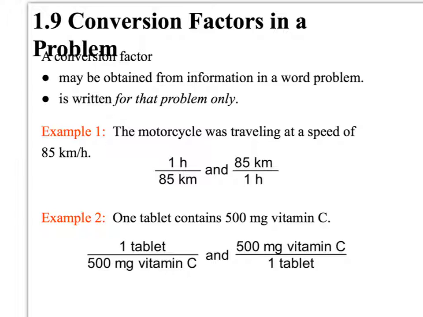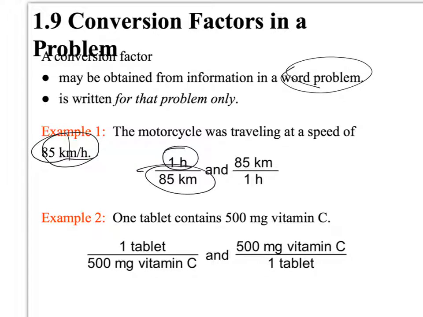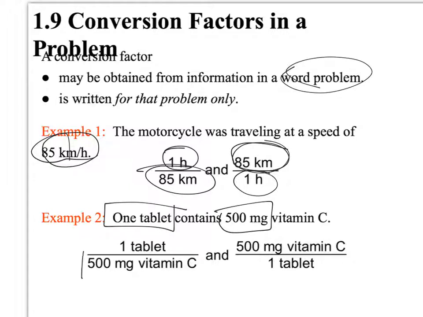So we can have conversion factors in a problem. A conversion factor can be obtained from information in the word problem, or a conversion factor that is written only for that problem. So for example, when we say a motorcycle is traveling at a speed of 85 kilometers per hour, we could use this information as a conversion factor. We say in 1 hour it travels 85 kilometers, or 85 kilometers in 1 hour. Another example could be 1 tablet contains 500 milligrams of vitamin C. So we know 1 tablet is 500 milligrams of vitamin C, or if we have 500 milligrams of vitamin C, we have 1 tablet.